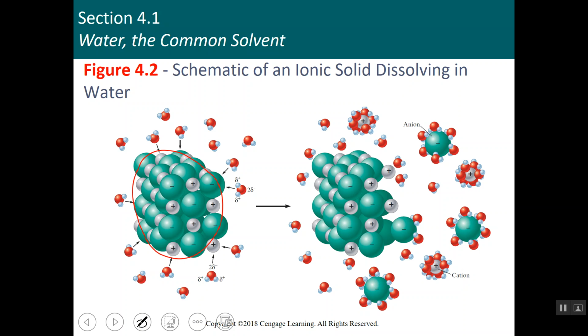So notice how the water molecules orient themselves. Here's a negative chloride, and the positive end of the water molecules are orienting there. Here's a positive sodium, and the negative end of the water molecules are orienting there. As that salt continues to be placed in the water, you have these little pieces that come off, and they are thoroughly dissolved in the water.